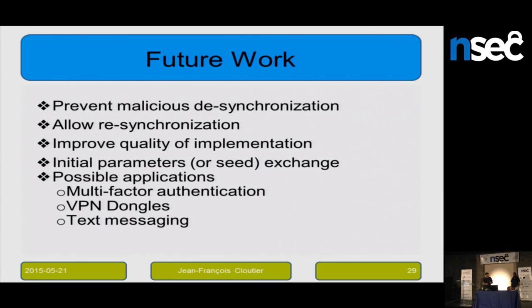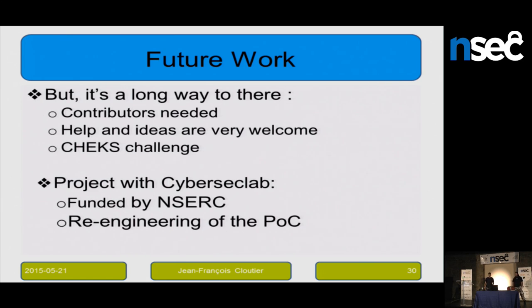And also we would like to work on how we could resynchronize the system. We didn't work on the initial synchronization so far, but another idea could be to use Diffie-Hellman to generate a seed that would be used to generate the system at first. Or we could just not synchronize it over the internet, like if you have a VPN dongle or a machine-machine interface that you can just install yourself. But it's still a long way there, we still need to do a lot of work to just make it work properly.